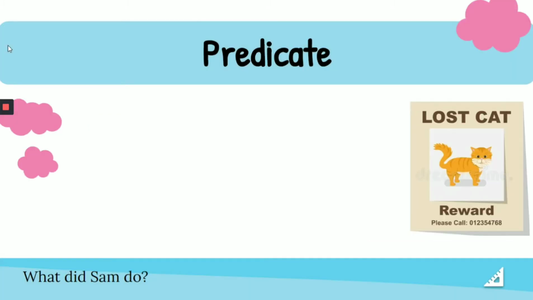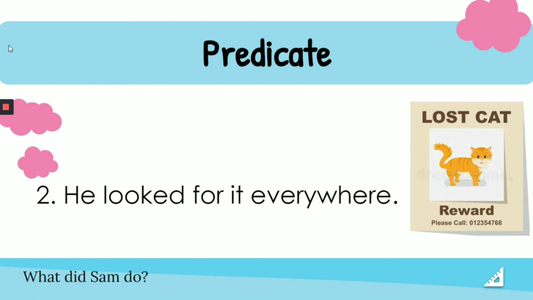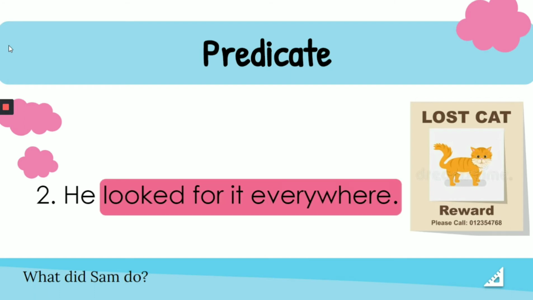Next, let's have sentence number 2. He looked for it everywhere. In this sentence, looked for it everywhere is the complete predicate. It starts with the action word looked until everywhere, which is the end of the sentence. Thus, looked for it everywhere tells us what Sam did in the sentence. So this is the complete predicate.